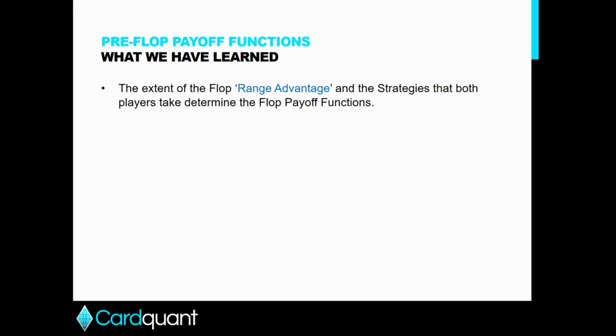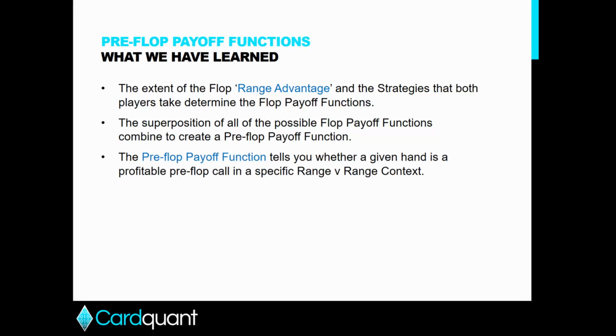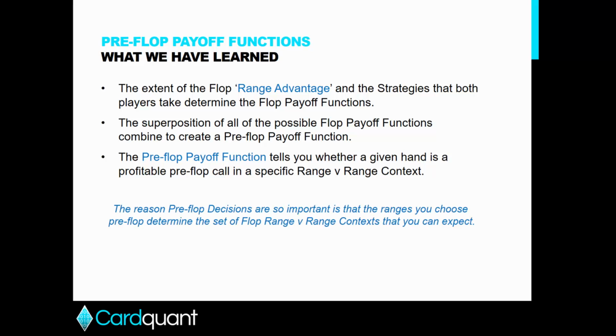So the extent of the flop range advantage and the strategies that both players take determine the flop payoff functions. The superposition of all of the possible flop payoff functions combine to create a pre-flop payoff function, and it is the pre-flop payoff function which tells you whether the given hand is a profitable pre-flop call in a specific range versus range context. The reason that pre-flop decisions are so important is that the ranges you choose pre-flop determine the set of flop range versus range contexts that you can expect.